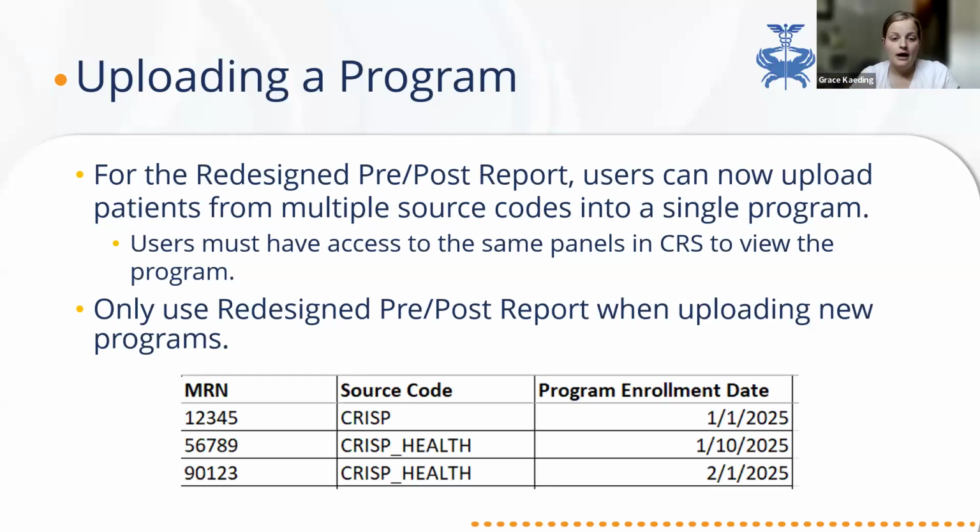And so when you create programs, anyone with the same access as you is able to view these programs. So if I upload this program and I had a colleague who needed to view the program in CRS, they would need access to the CRISP and the CRISP underscore health source codes in CRS in order to view the program. So that is just one caveat we want to mention. Whatever source codes are in the program, the person will need access to in CRS.